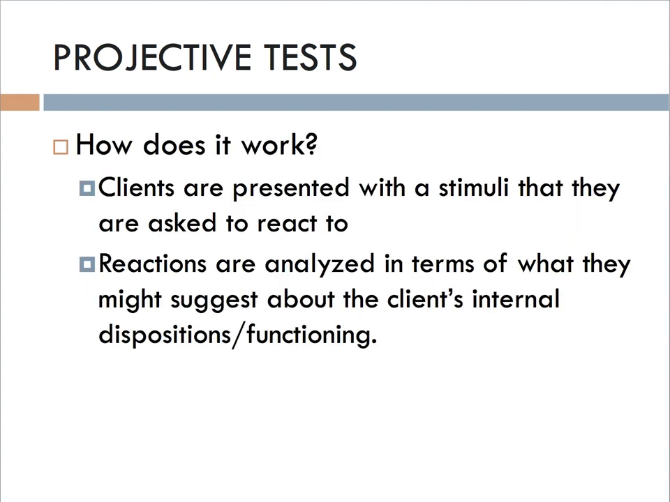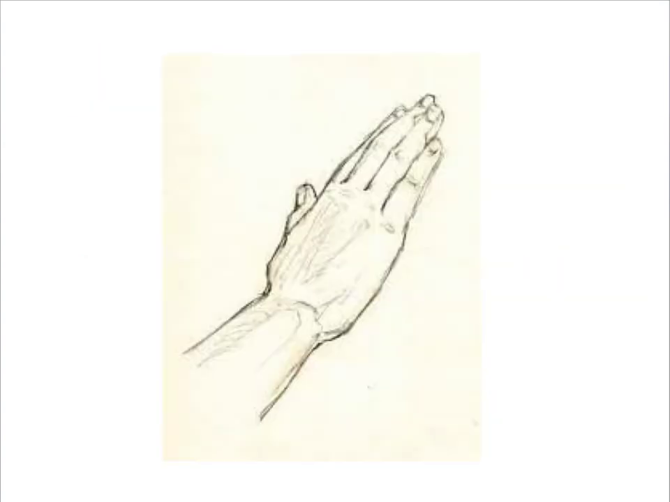So the way that projective tests typically work is that you provide the client with a stimulus, most often a picture, or it could also be a verbal instruction, and you ask them to react to it either by telling you a story about the picture, describing what they see, or even drawing something. Then their reactions or productions are analyzed in terms of what they might suggest about the client's internal dispositions or functioning. So, for example, I might show a client this picture and ask them, what's the hand doing? We'll talk through a few more examples of these in class so you can get a sense of them.